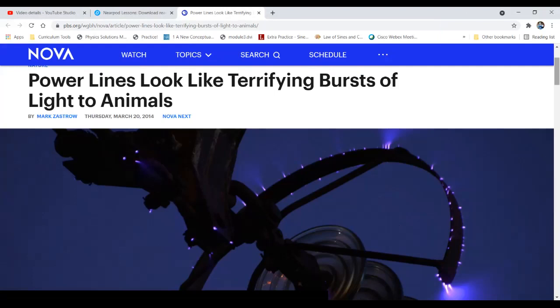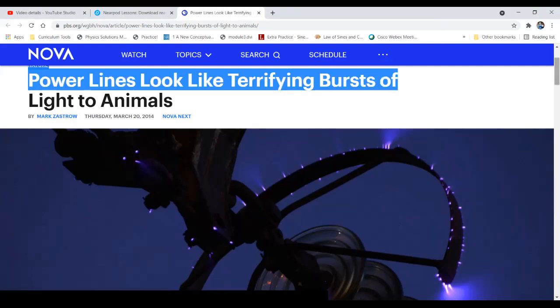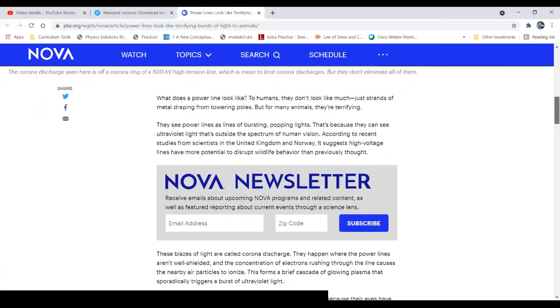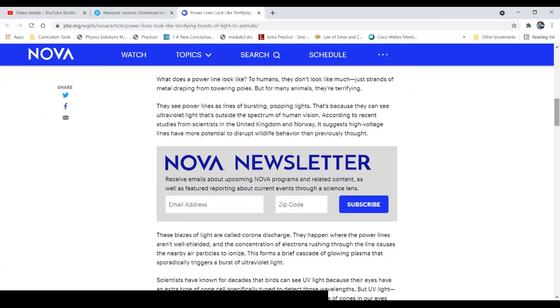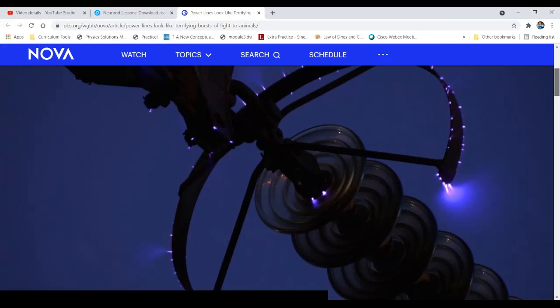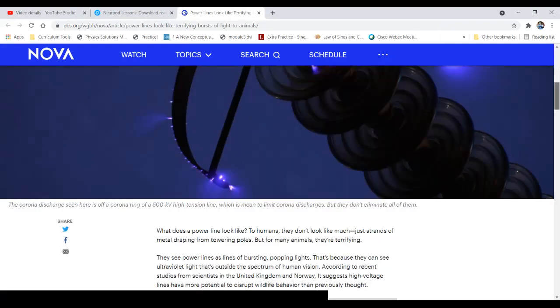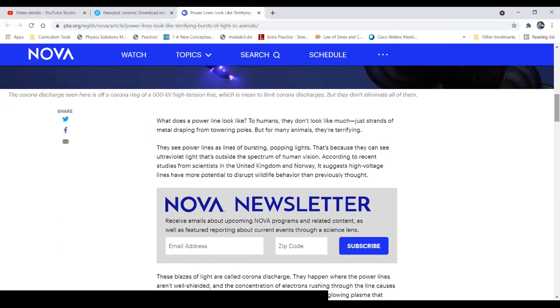So power lines, to us, they just look like normal lines. But to a lot of animals, they're terrifying. And that's because we can't see what they see. But to any kind of animal that can see ultraviolet light, power lines look like just a series of bursting, popping lights, and they can see all of the energy coming off of the power lines.